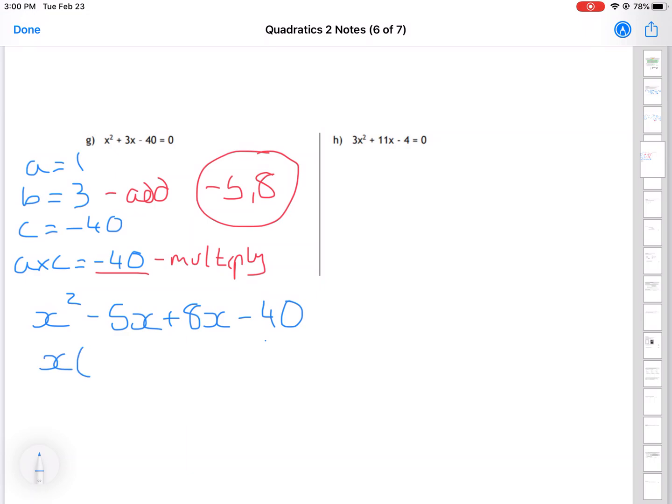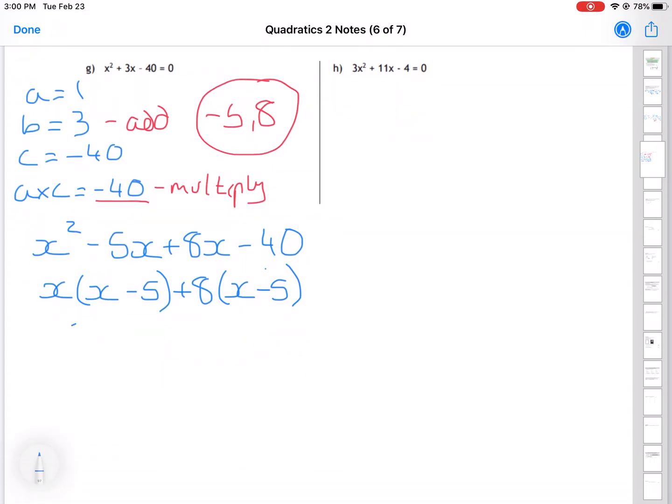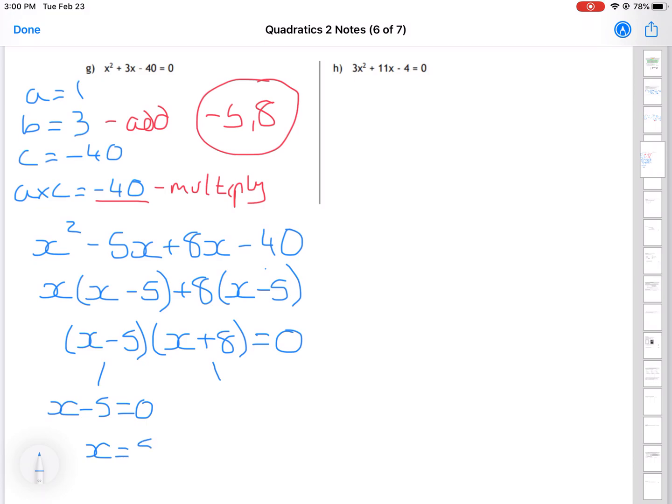Factorise the first two terms. x is a common factor, so we end up with x minus 5, plus, and then 8 is a common factor, so we end up with x minus 5. We know we're on the right track if we have the same bracket there, as that is one of our brackets in the answer, and everything left over, which is x plus 8, and we set it equal to 0. So x minus 5 equals 0, therefore x equals 5, or x plus 8 equals 0, therefore x equals negative 8. And that will be our two answers for G.